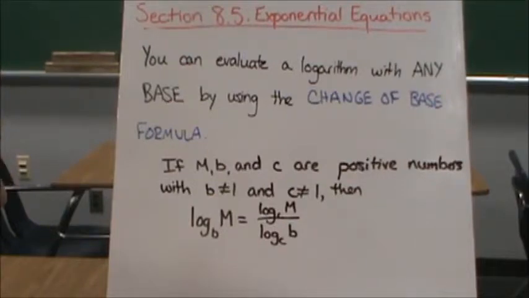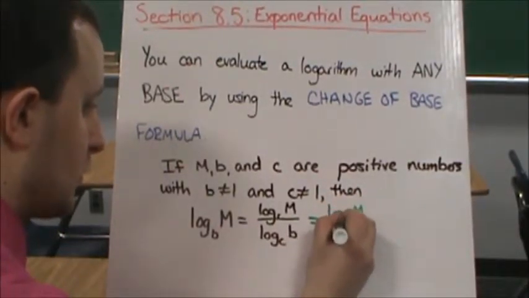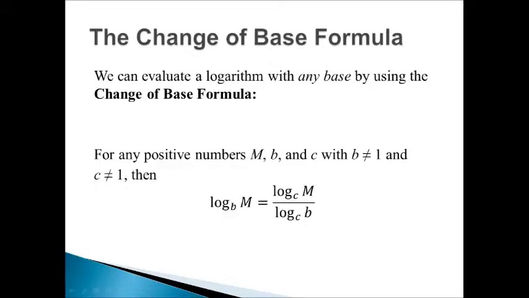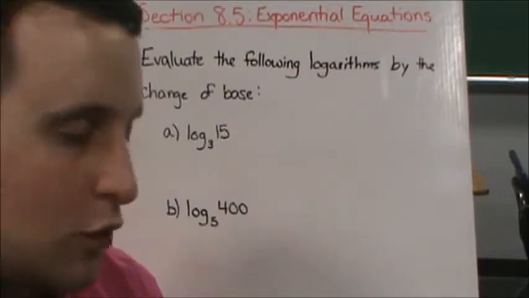More often than not, our value of c will be 10, as opposed to any other value. So for the rest of this video and the rest of section 8.5, we will be dealing with values of c that are only 10. So in our case, it would only be expressed as log of m over log of b for our case right now. So onto a couple of examples on evaluating logarithms by this nice change of base formula.